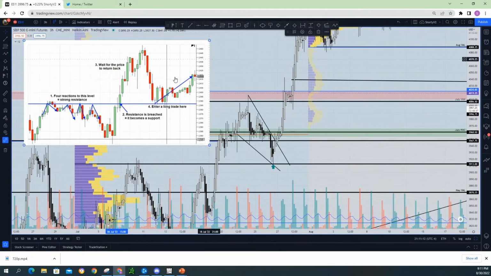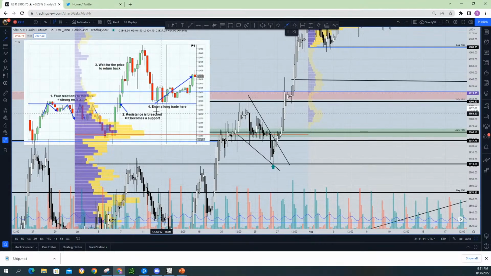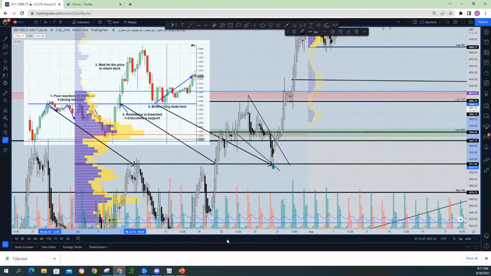So think about it. This level from here that we broke is right here. Does that make sense? This long level is right here. And this level of the rejection is right here. Does everybody follow? That's why it's important to play the retests.